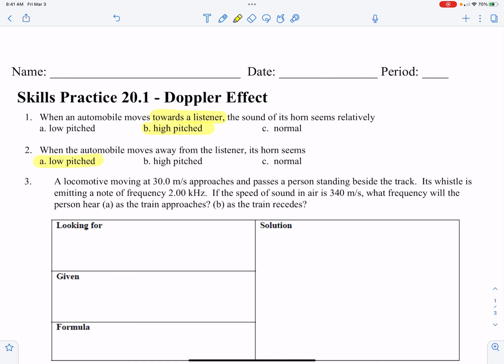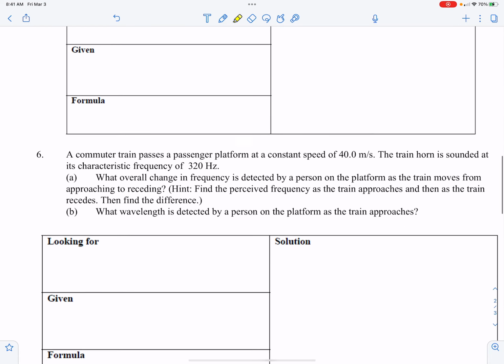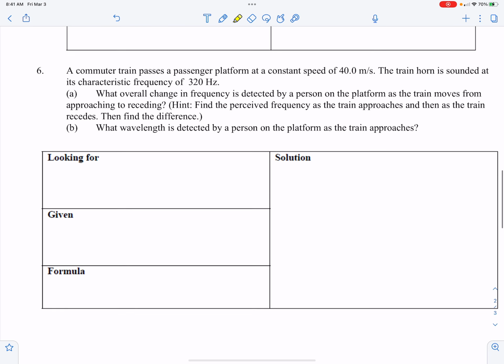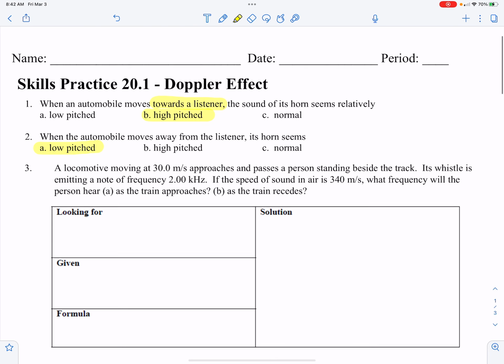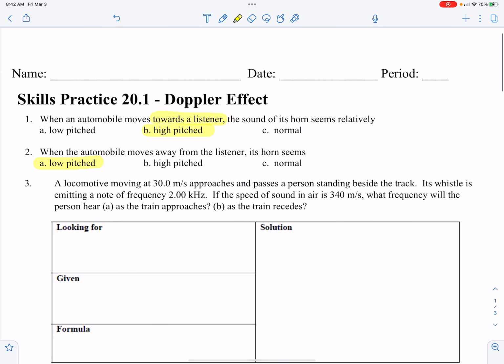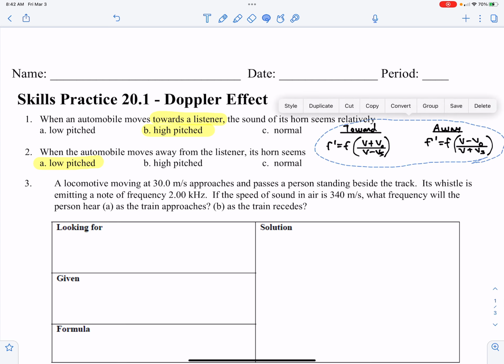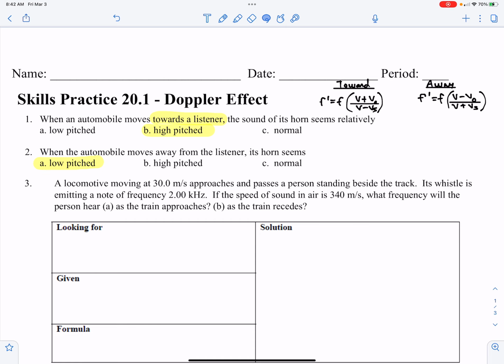Now, what we're going to do for questions 3, 4, 5, and 6 is quantify this observation with actual values. These are the equations we will use. Let's break them down.